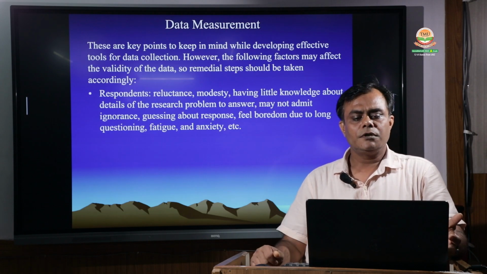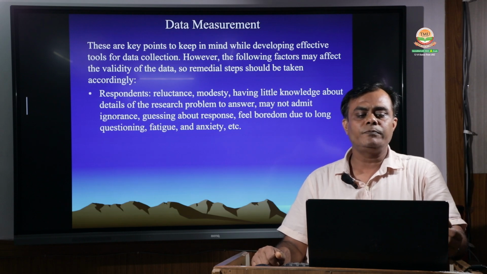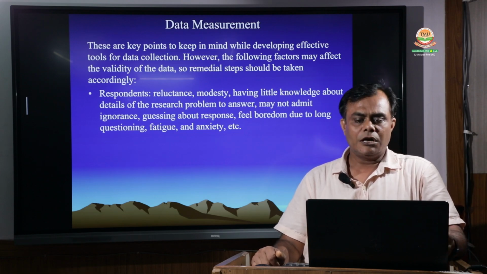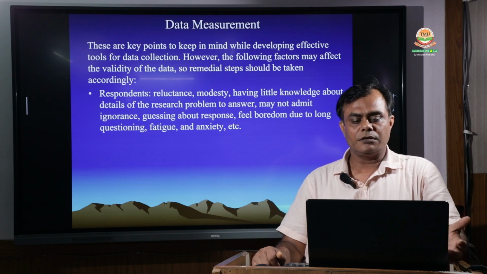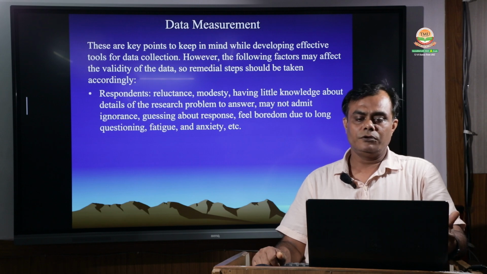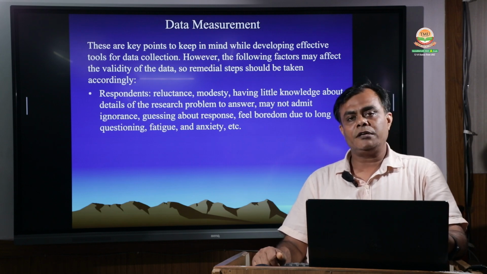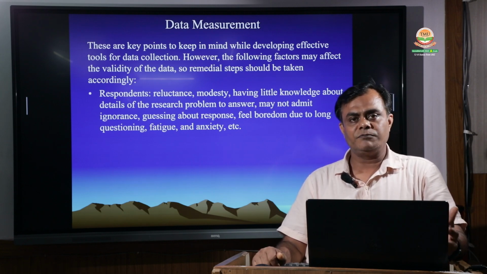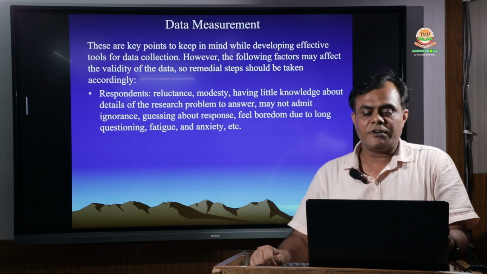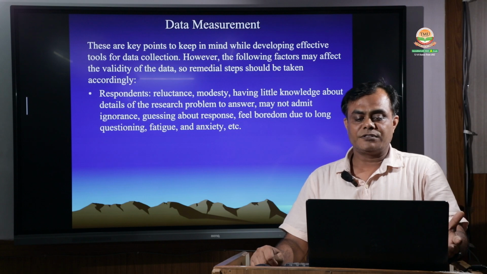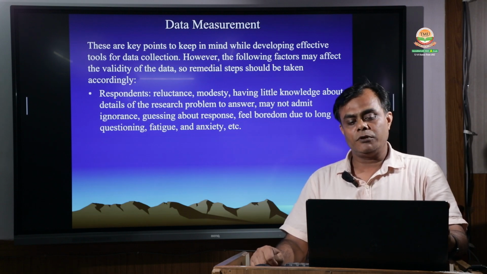Next, there are key points to keep in mind while developing effective tools for data collection. However, the following factors may affect the validity of data, so remedial steps should be taken accordingly. When there is a chance of the data being affected by any factor or by any means, we have to go with some remedial actions. There are certain remedial actions we are going to take accordingly.